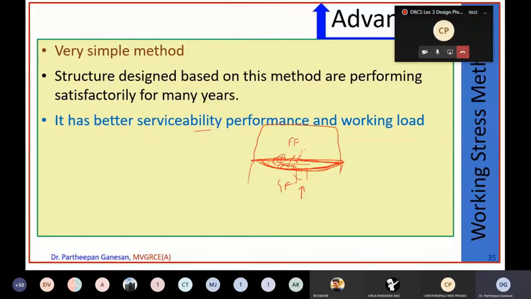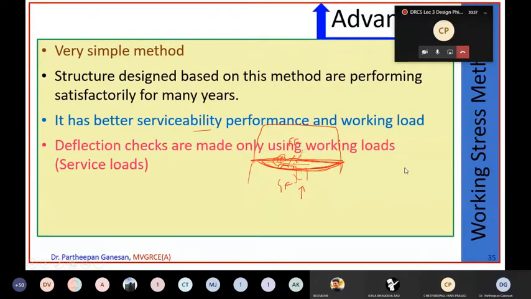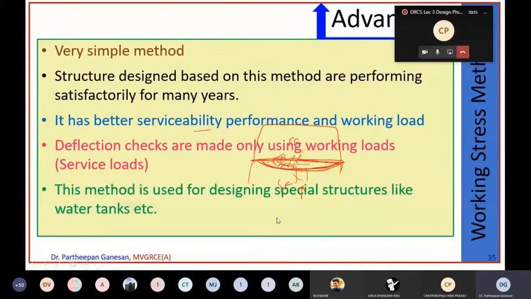So serviceability covers deflection, cracking, vibration, and all those things. The structure designed based on working stress method has a better serviceability performance. Deflection checks are done only based on working loads. Working load is nothing but the actual applied load in the structure, the service load. Actual load, working load, service load, all are the same. So this method is used for designing special structures like water tanks.